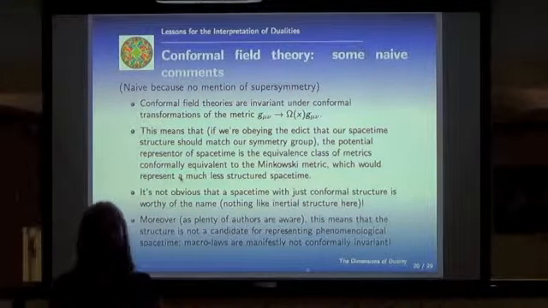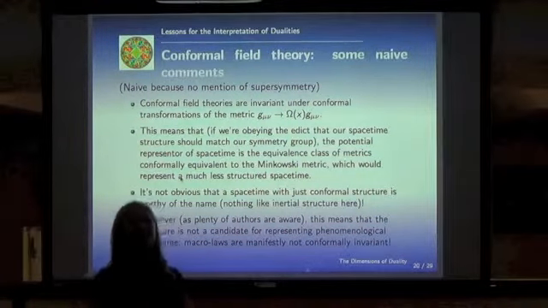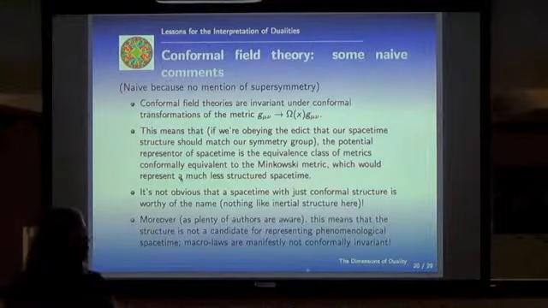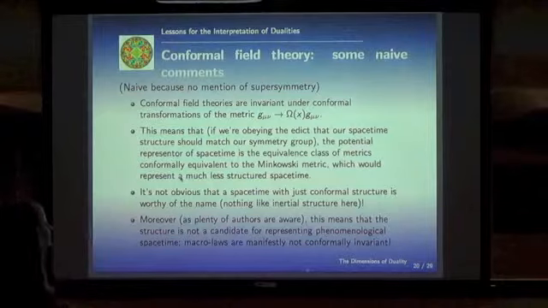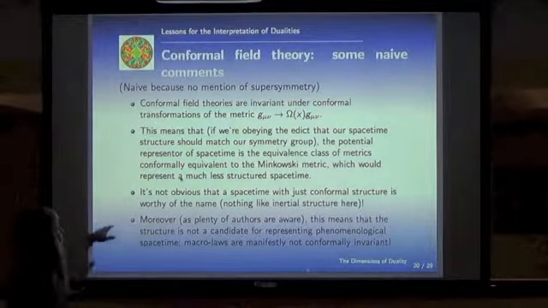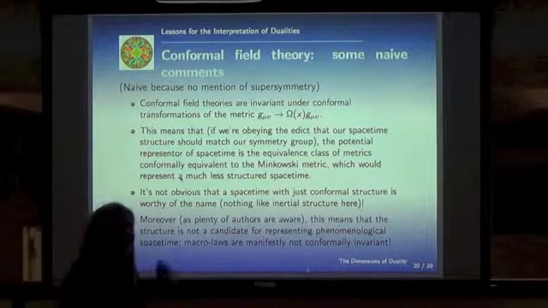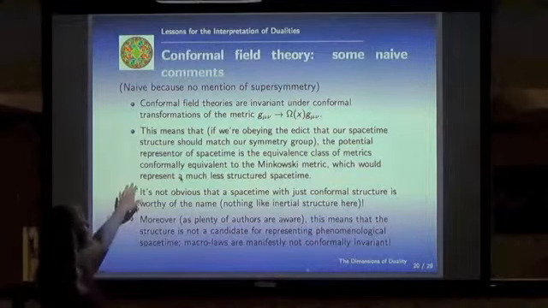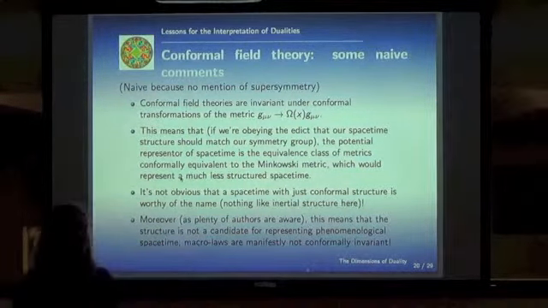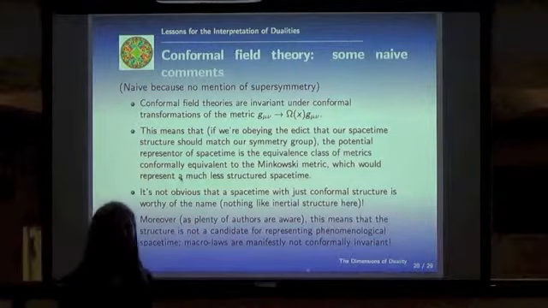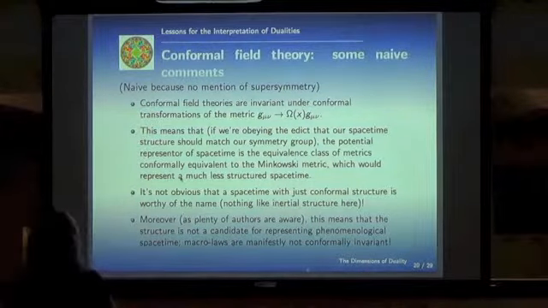So that messes around with most of the geometrical properties of the metric. The conformal structure of the metric is a very impoverished structure. And of course, if we're obeying the edict that our space-time structure should match our symmetry group, that means the thing that might represent space-time is the equivalence class of metrics that are conformally equivalent to the Minkowski metric, which is a much less structured space-time than the Minkowski metric itself. I think string theorists know this. This is more a cautionary note to philosophers looking at it: when people say Minkowski metric, they don't mean anything as richly structured as the Minkowski metric that we're familiar with in the case of these conformal field theories.